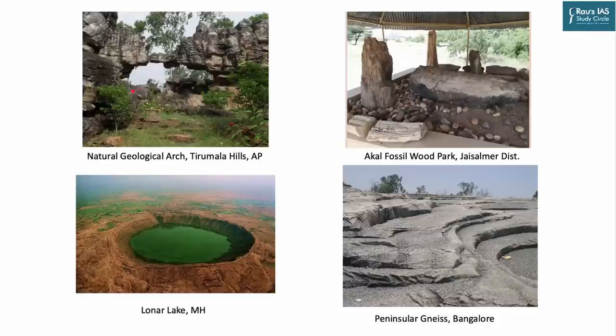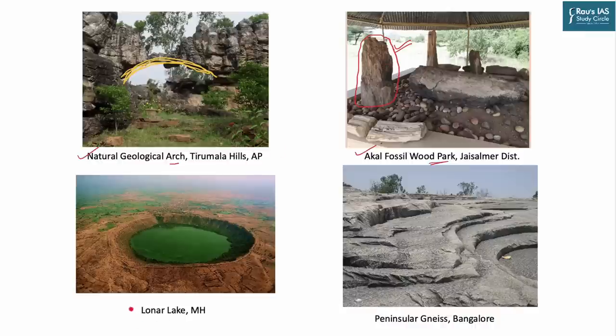Four examples that we have taken on the screen are, first, the natural geological arch. As you can see, this is an arch on your screen. This is a geological arch, and it is found in the Tirumala hills of Andhra Pradesh. Another example here is the Akal Fossil Wood Park. The wood that you can see on the screen, these are the wooden blocks, and these are the fossils. These are not very young ones.